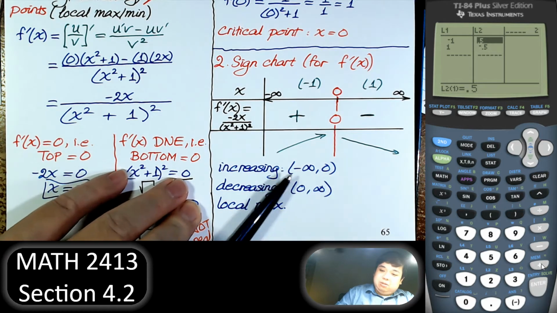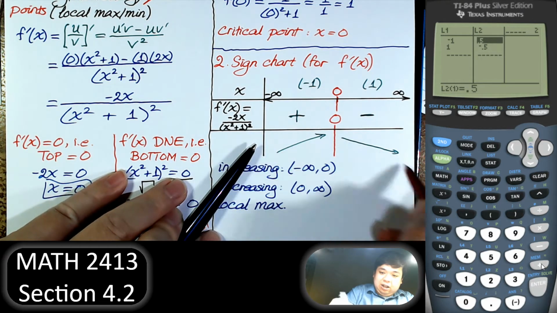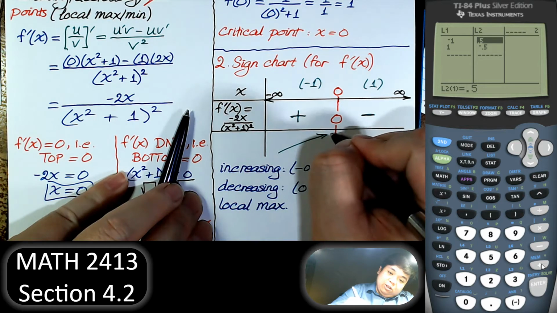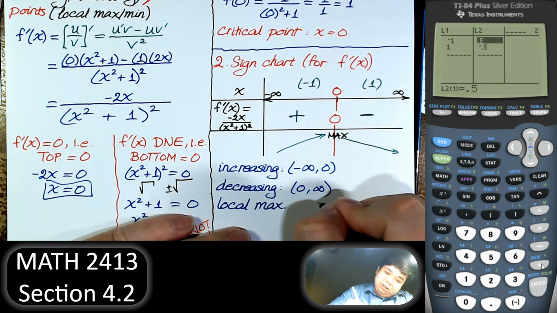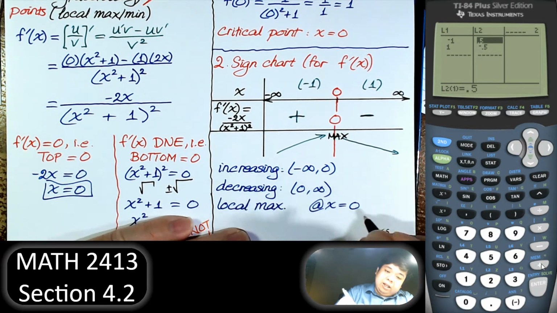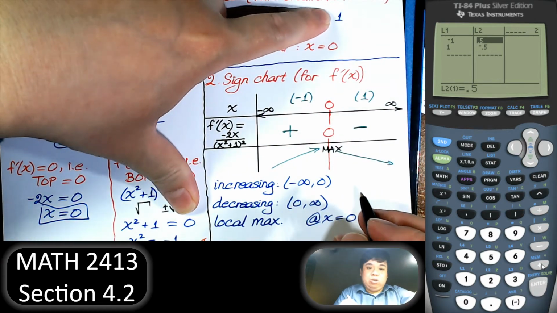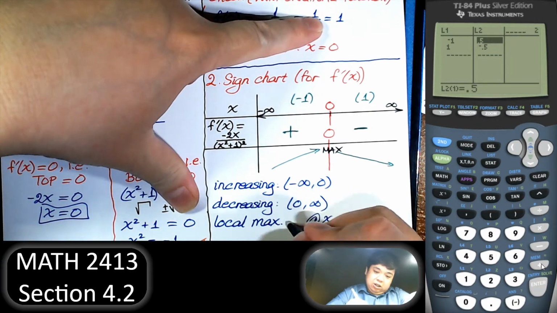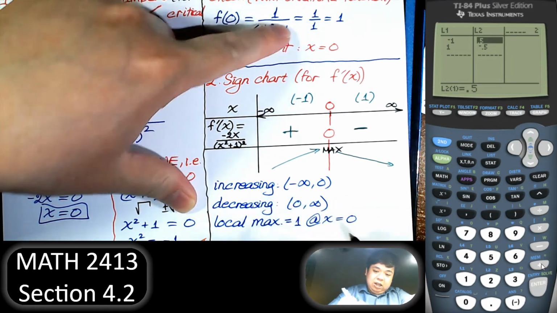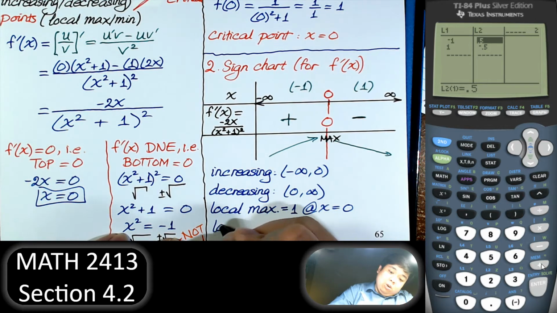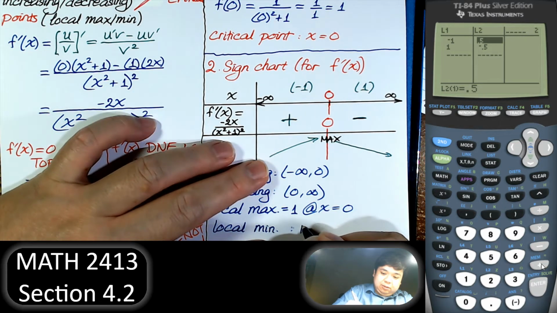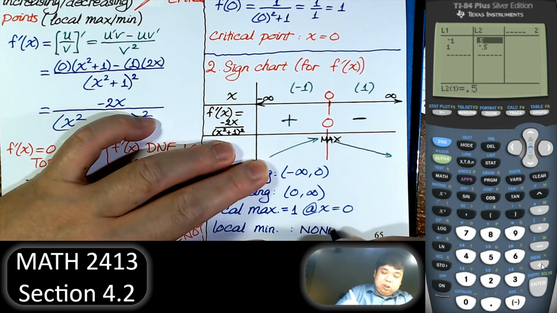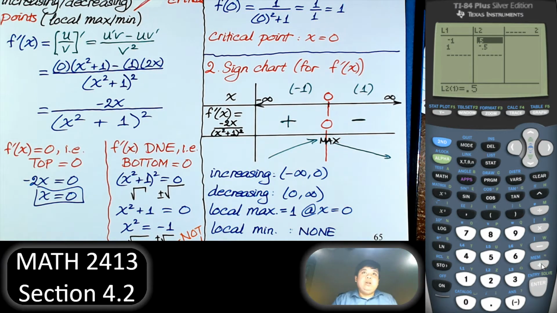That would be yes, because if it goes like this and then goes down, so there will be a maximum here. Local max at x equal to 0. And we did find the value when x equal to 0, the function equals 1. So we say local max equals 1 at x equal to 0. And local min on the sign chart, there will be none. So no local min. Right, so that's what we have.